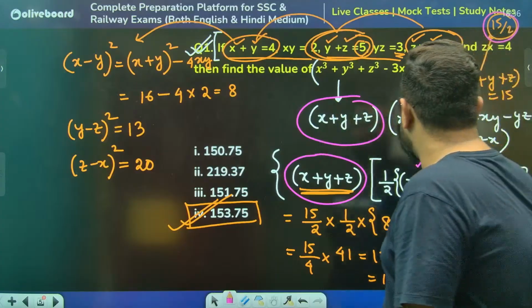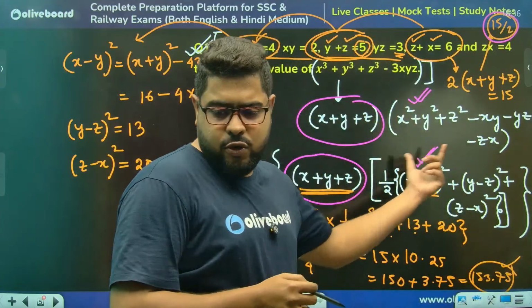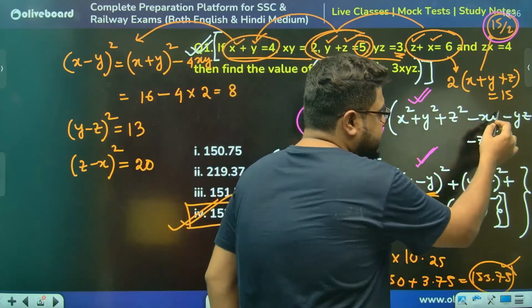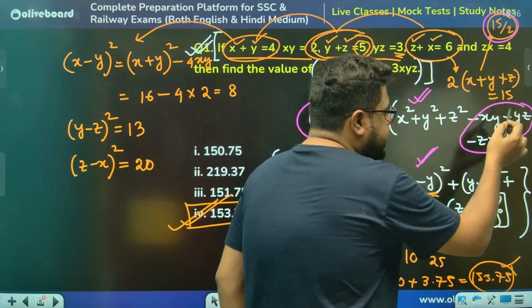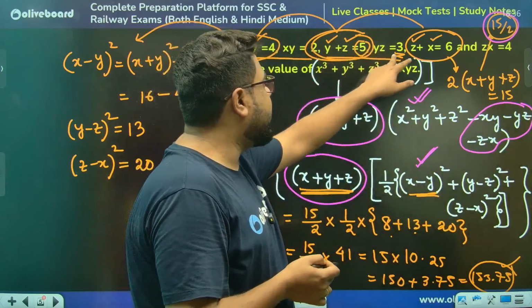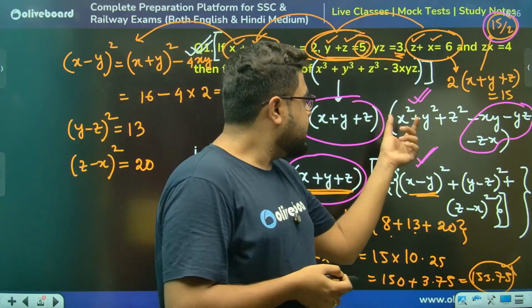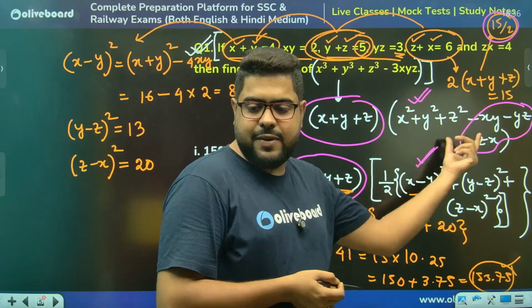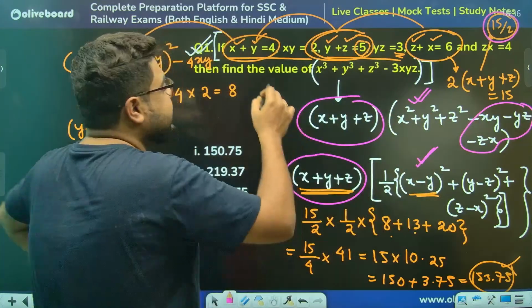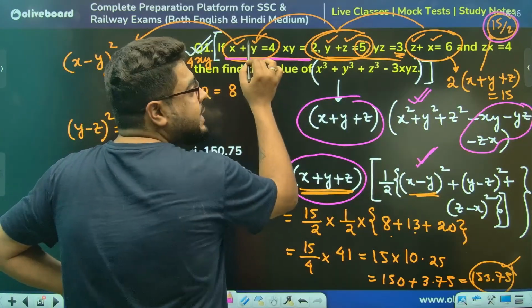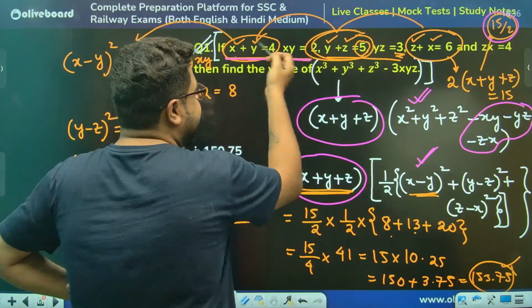So what do you need to do in this case? In this formula, this xy part is directly known. xy you know, yz you know, zx you know. Then I need to figure out x square, y square, z square. How can I get that? Again, by using the same technique. x plus y I know, xy I know.